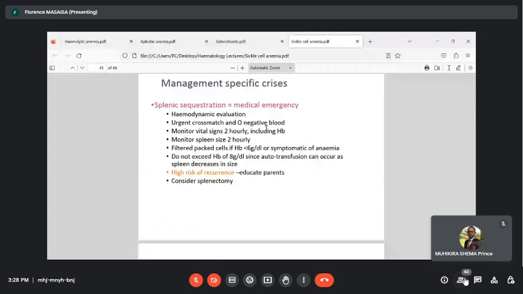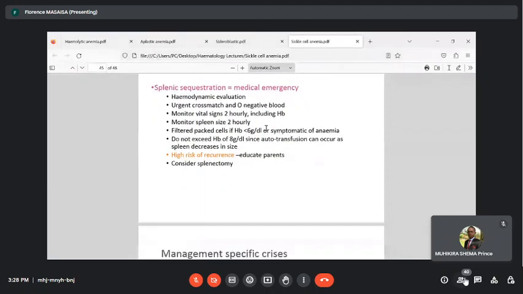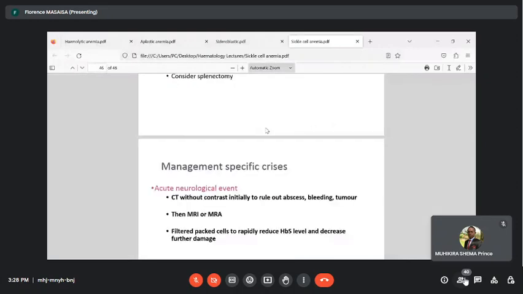For splenic sequestration, it's a medical emergency. You need to stabilize the patient hemodynamically. You need to urgently transfuse the patient with blood group O negative, but also monitor the spleen size, the vitals and the transfusion and so on. Again, you have to consider splenectomy if there is splenic sequestration.